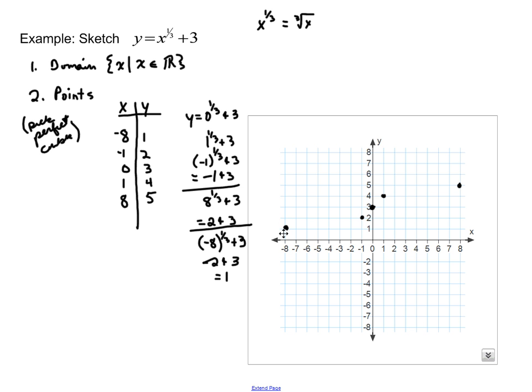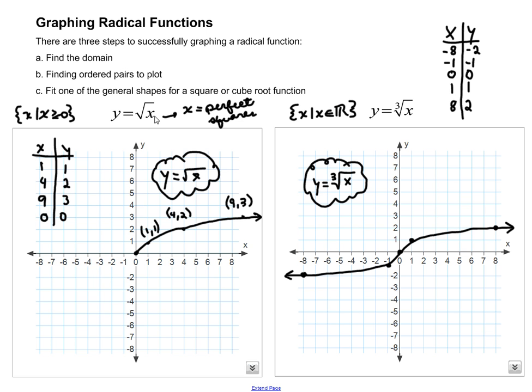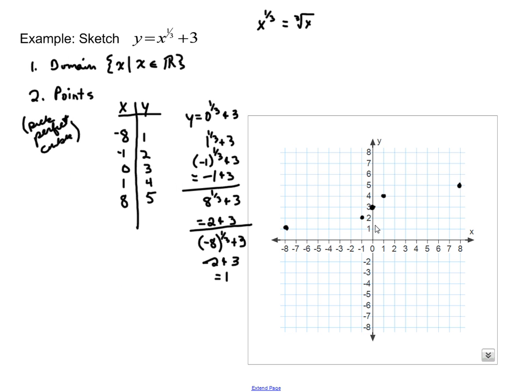Well, this almost looks familiar, and if you go back to the shape that we had for our cube root function right here, it looks exactly like that, except perhaps shifted upward. So if we trace our points following that cube root type of pattern, well, there it is. It's just the graph of y equals the cube root of x shifted upward by 3. But this is our graph, y equals x to the 1/3 plus 3.